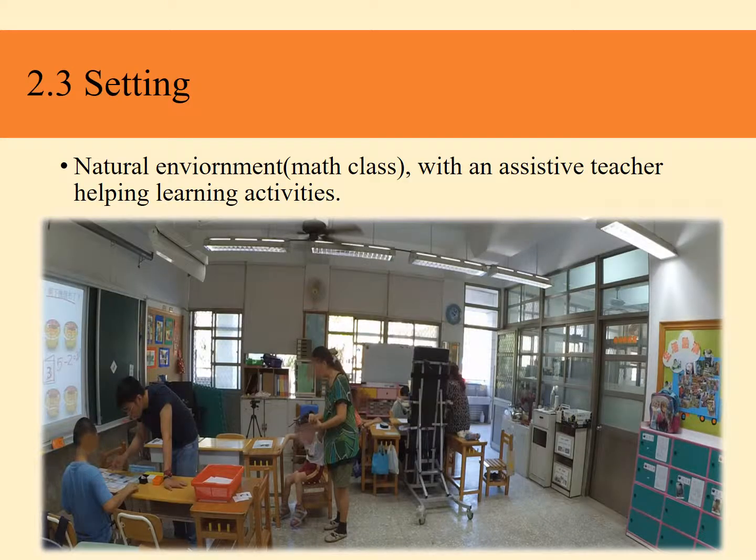Now, let's talk about the setting. Please take a look at this picture. I'm here. I'm teaching math. The woman in green is the assistive teacher. She helps me train the students to do some learning activities. So the setting is in a natural environment.